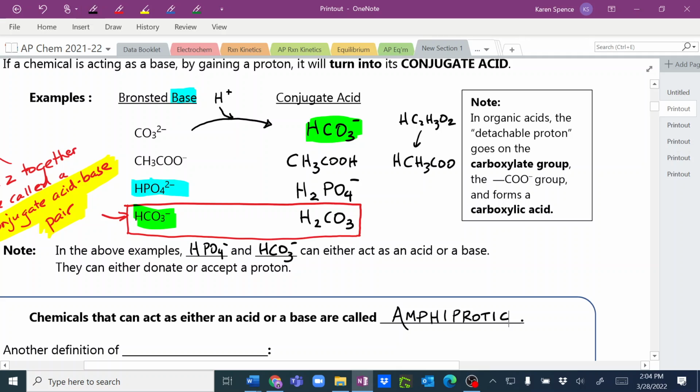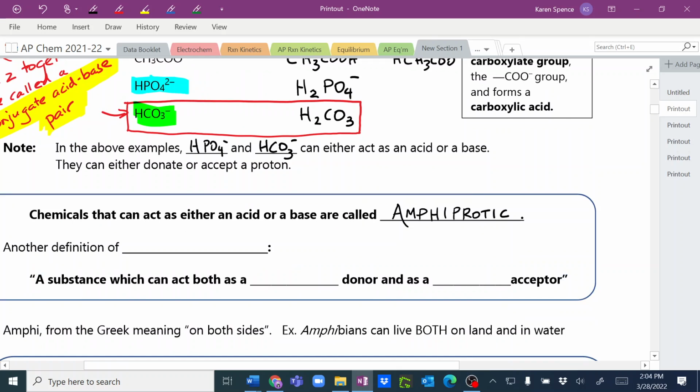Remember amphi, like amphibian, because amphibians can live on both the water and the land, right? So amphi, and then protic, it can do both things with protons. It can both donate them and it can accept them, just like a frog can live on both water and land. Did you guys like the picture of the frog? Please tell me you like the picture of the frog. I actually spent a ridiculous amount of time getting that picture of the frog. So he was on land and then he was swimming.